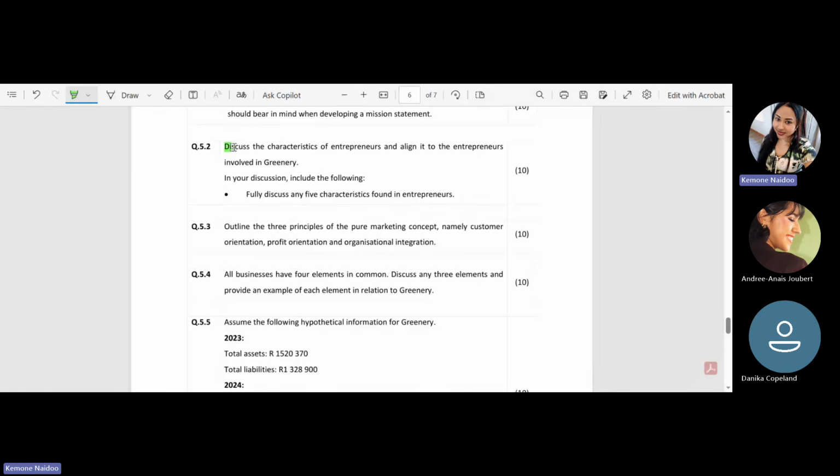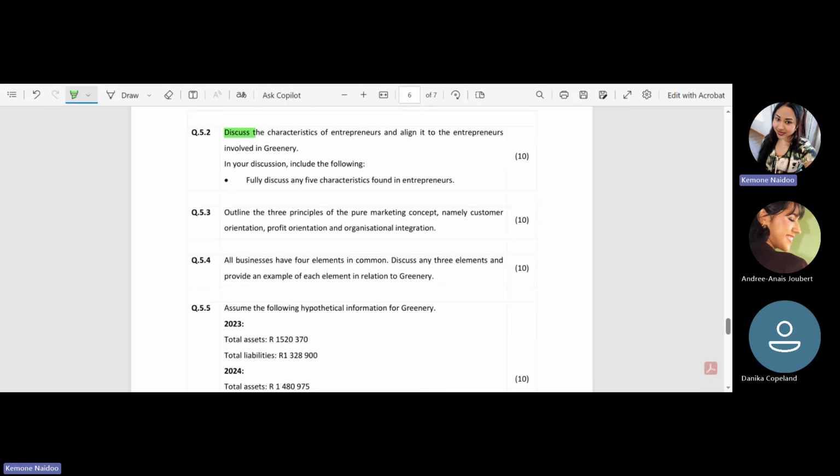Number 2, you are going to discuss the characteristics of entrepreneurs. So we just looked at some characteristics now. And when you are asked to discuss, you are asked to give theory, to explain the concept fully, and to explain with examples. Okay, so also a discussion can be an analysis or expanding the idea and linking it back to the case study. So don't just give a vague example when you're asked to discuss, give a very elaborate example. So characteristics of entrepreneurs and align it to the entrepreneurs in the case study.